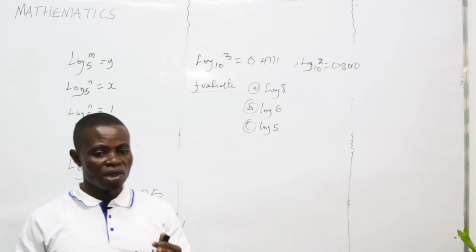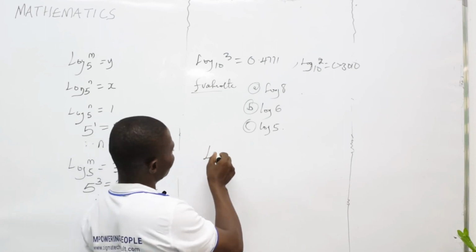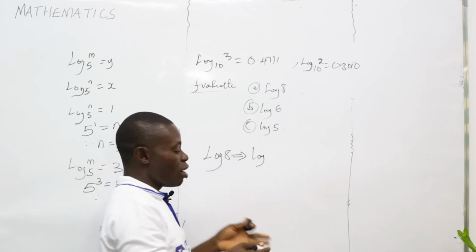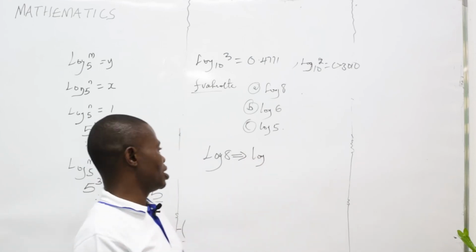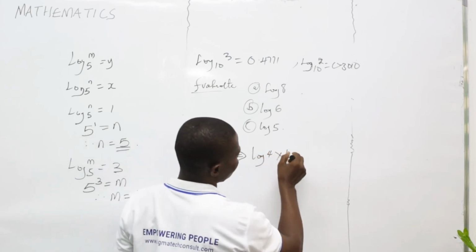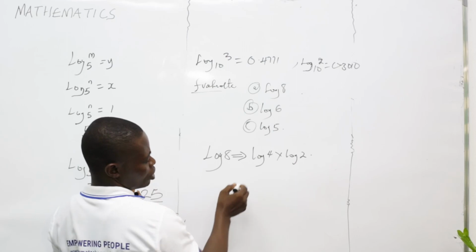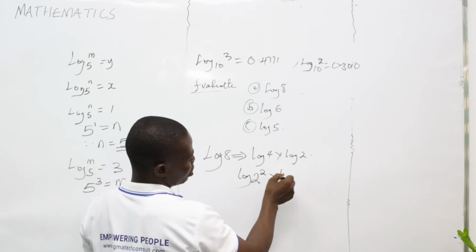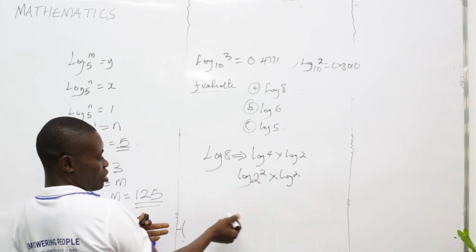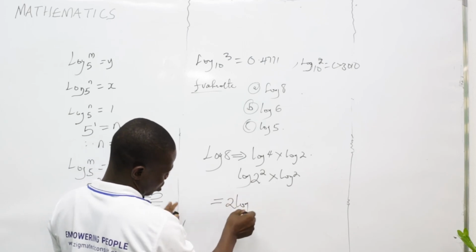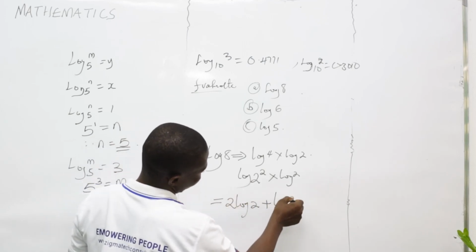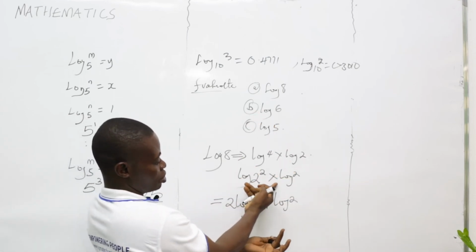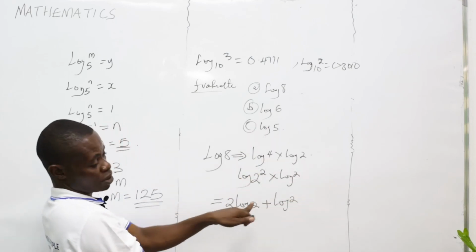Now, log 8 simply implies log. What are the two numbers when you multiply to give you 8? It's 4 times 2. That is log 4 plus log 2. Now, is 4 a prime number? No. How do you make it a prime number? 2 power 2, so 2 times log 2. What is the meaning of multiplication? Recall, multiplication means plus. Because of this substitution, you switch from multiplication back to this.